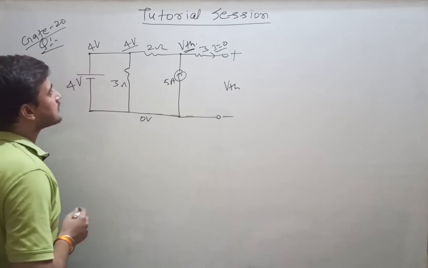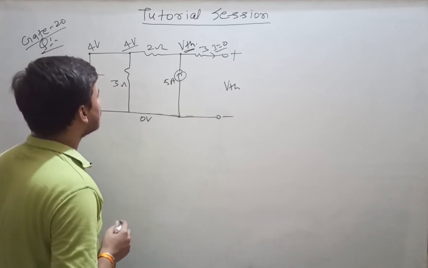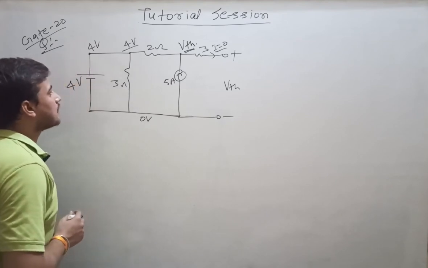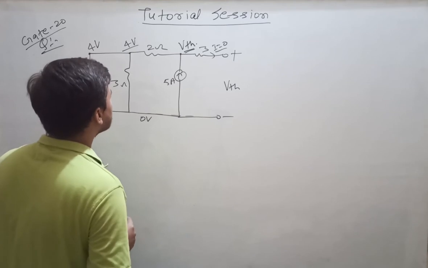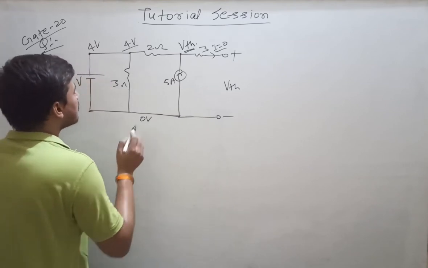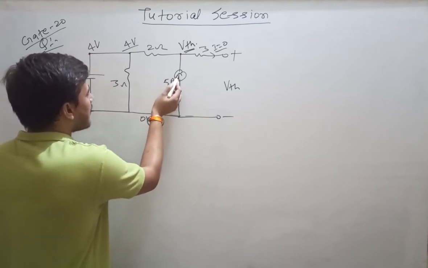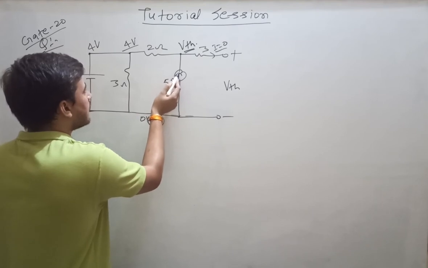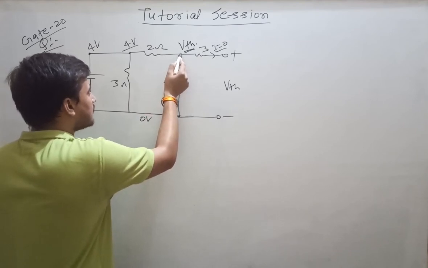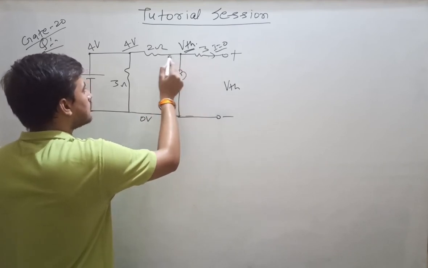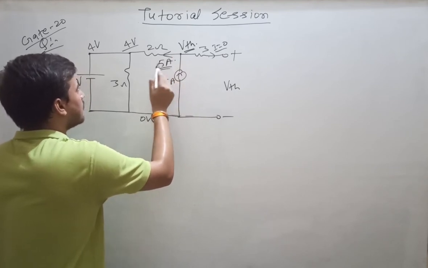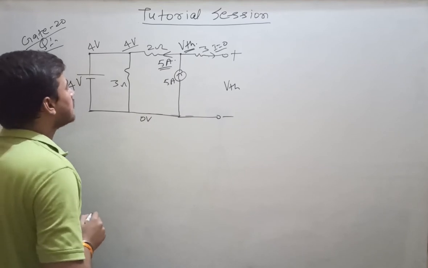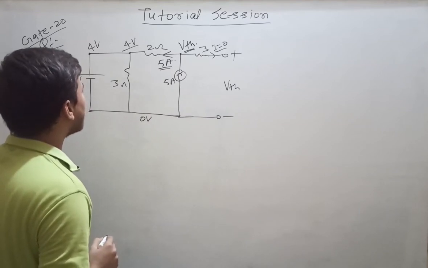So next, let us see how to write the equation of VTH. You see here one thing, that this is the 5 ampere current source. Since it is entering at this node, here the current will be 0. So the total current flowing through this branch will be 5 ampere.